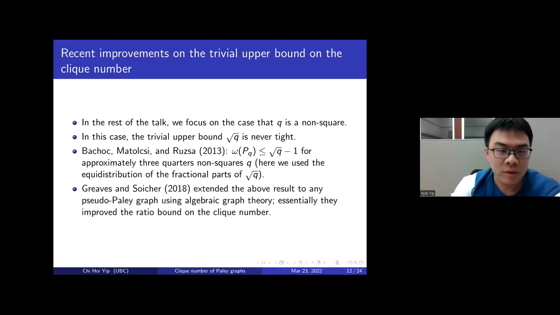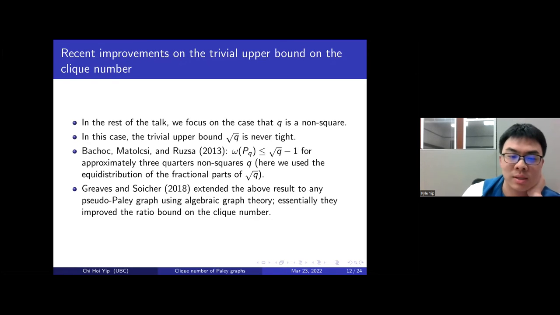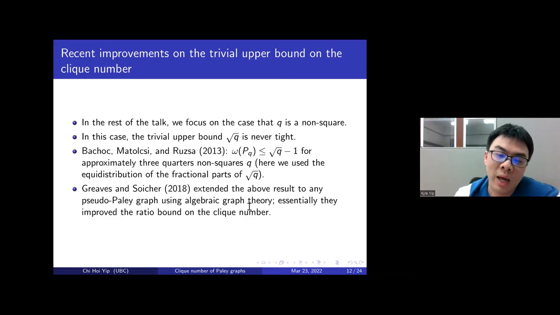A few years ago, this result has been extended to all pseudo-Paley graphs with non-square order, and basically the bound they get is exactly the same. This proof works for any pseudo-Paley graph because the result does not use the fact that we are working in a Paley graph. In other words, this is like using spectral graph theory, where we only care about the spectrum of the graph instead of the real structure of the graph. Essentially they improve the ratio bound, or equivalently the Hoffman bound, on the clique number by one for about 3/4 of non-square q.